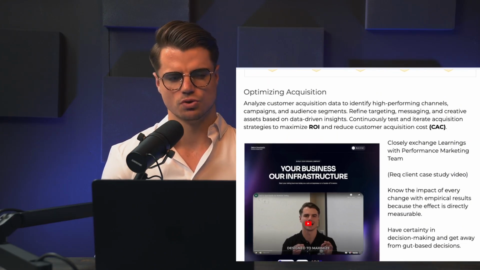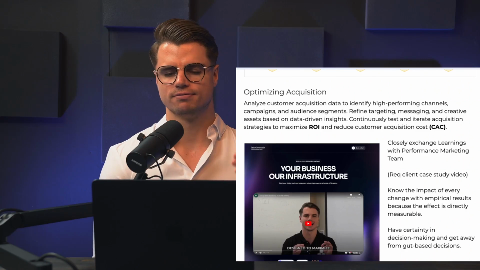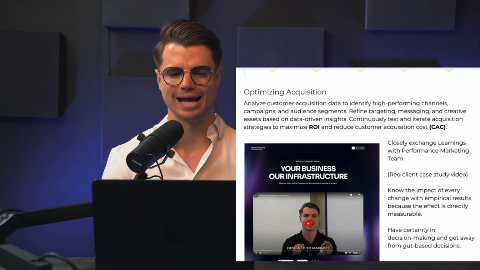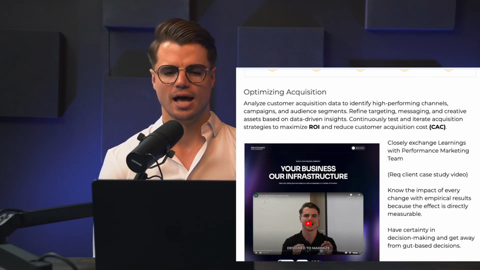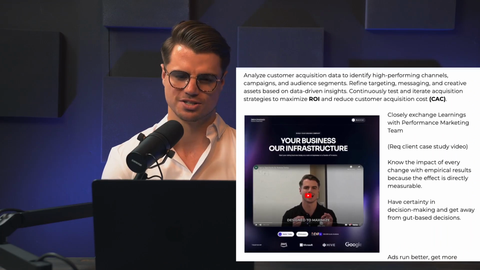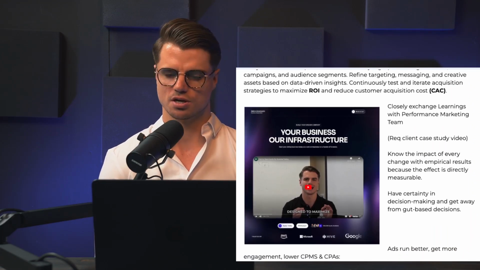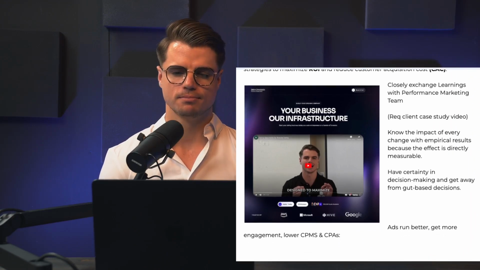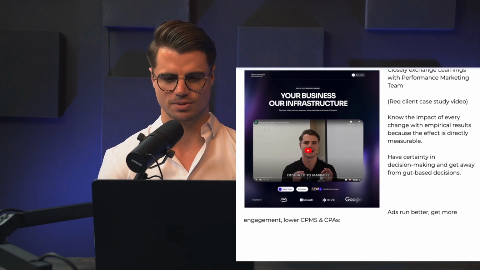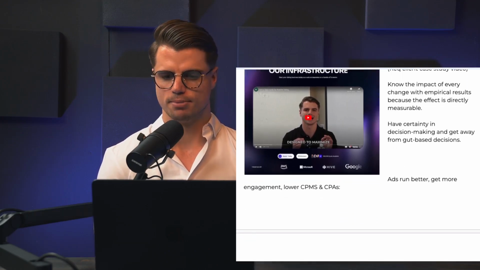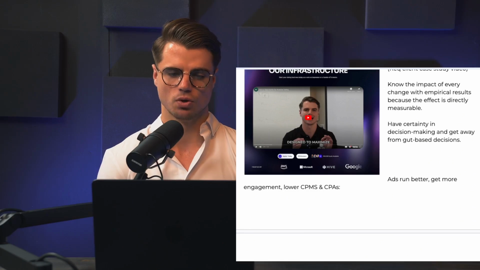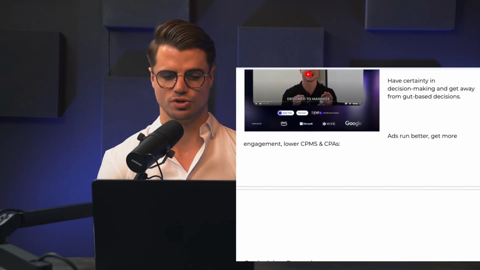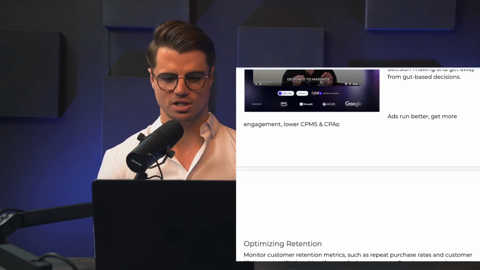So optimizing acquisition. Analyze customer acquisition data to identify high performing channels, campaigns, and audience segments, refine targeting, messaging, and creative assets based on data-driven insights, and continuously test and iterate acquisition strategies to maximize ROI and reduce customer acquisition costs, also known as the CAC. Closely exchange learnings with the performance marketing team, which we will go through in a few iterations of that segmentation. Know the impact of every change with empirical results because the effects are directly measurable, and then have certainty in decision making and get away from gut-based decision making when it comes to your data. Ads run better and get more engagement, lower CPMs and CPAs.